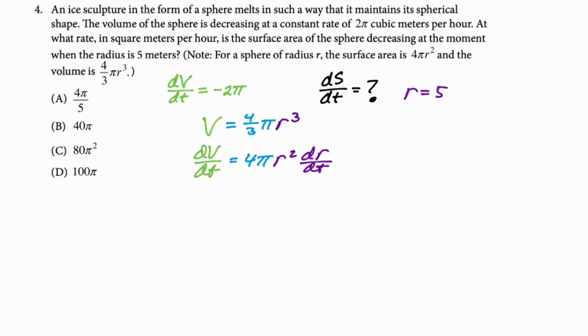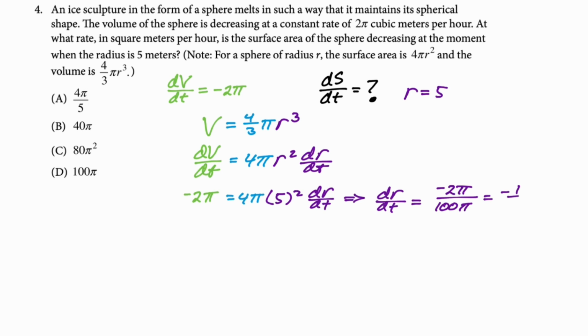Now what we're going to do is sub in all the values that we know. So let's do that. We got negative 2 pi, got 4 pi, r we know is 5. dr/dt we don't know, but we're going to be able to solve for it now. So that means dr/dt is negative 2 pi divided by 4 times 25 is 100 pi. We can cancel some stuff and get negative 1 over 50. So now we know what dr/dt is.